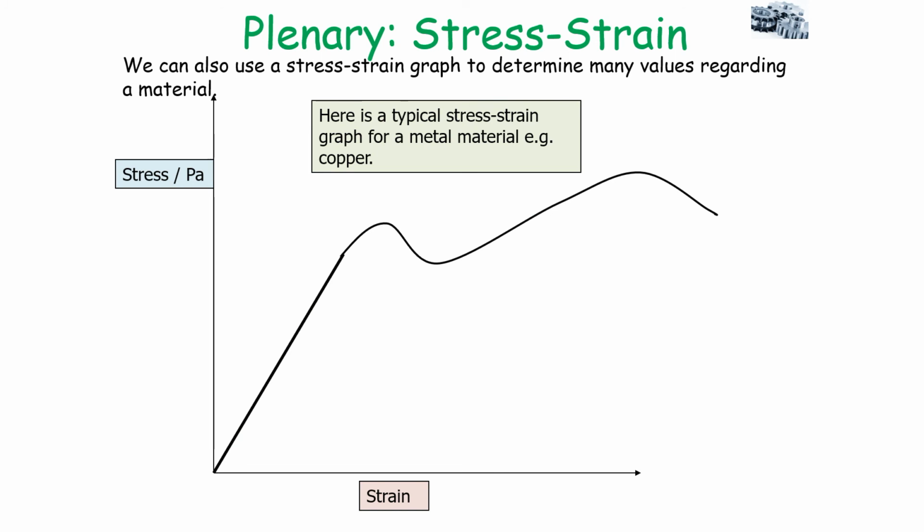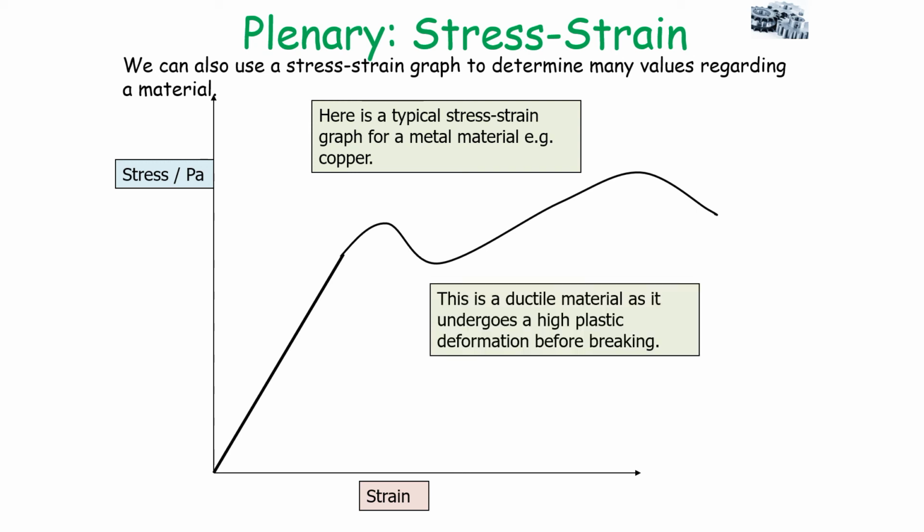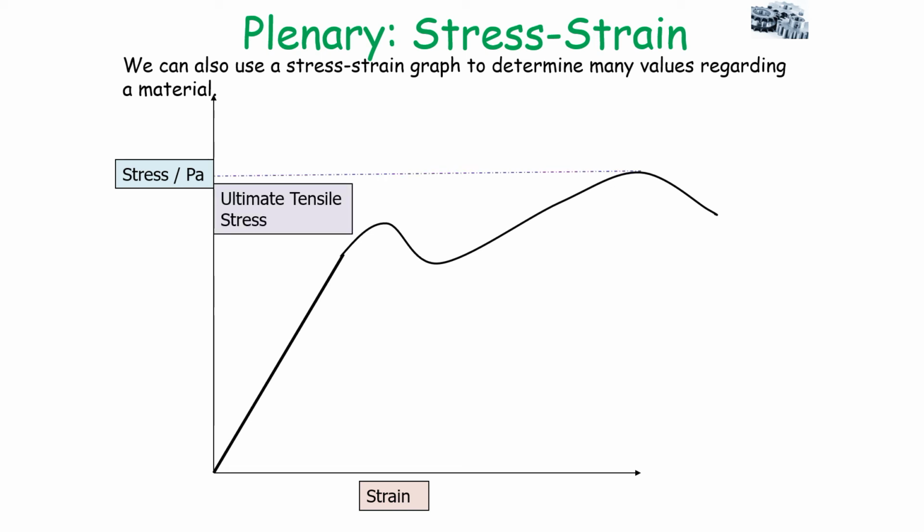Now we can also look at the stress-strain graphs from many different materials, such as metals. So this is the stress-strain graph for copper. Now you'll notice that copper is a ductile material as it undergoes a high plastic deformation before breaking. We can tell this because there's a large non-straight line section to our graph. Now we can look at various different properties of a material from a stress-strain graph.